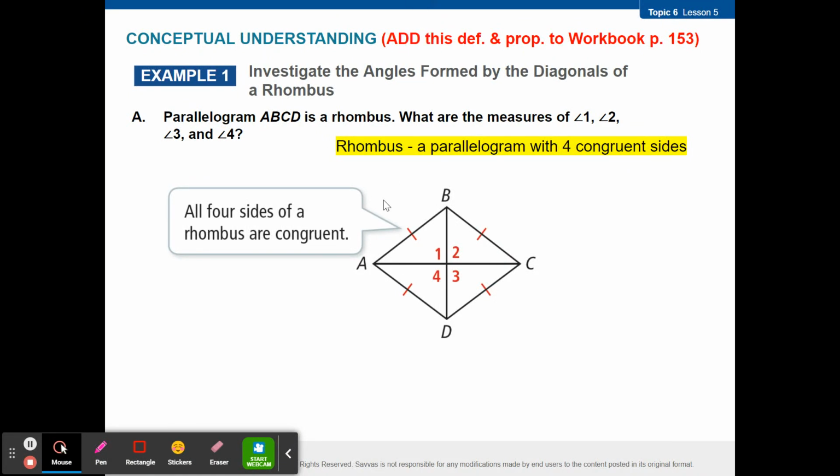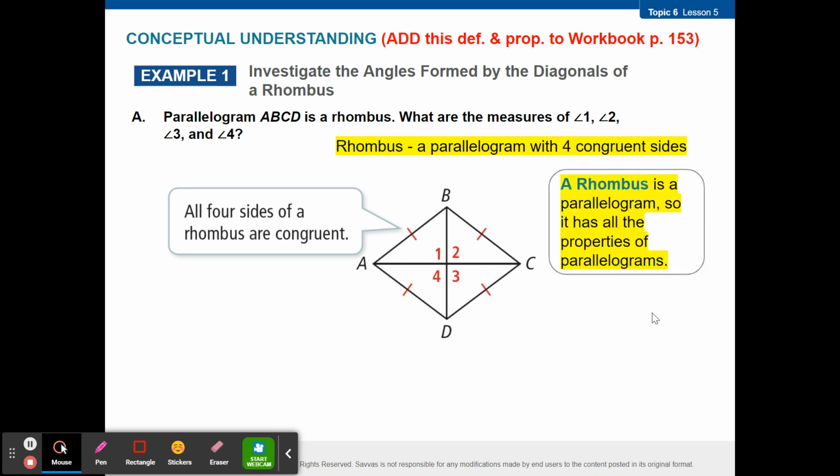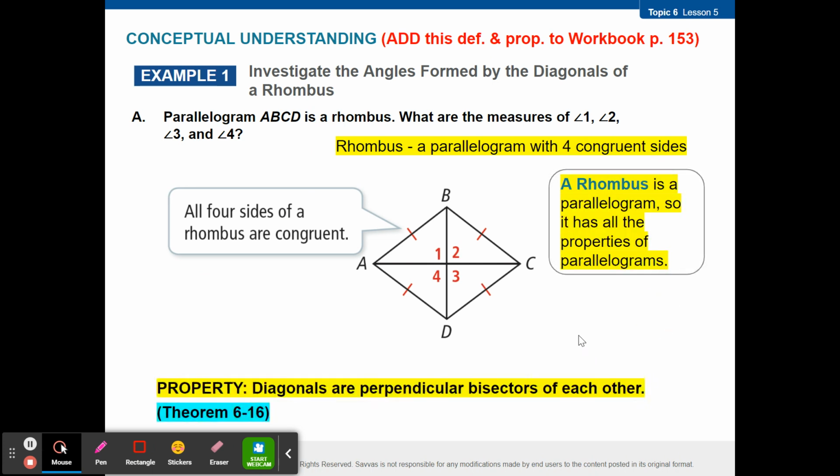If all four sides are congruent, we're talking about angles 1, 2, 3, 4, and we just looked at our foldable and said diagonals are perpendicular bisectors. What do we know about angles 1, 2, 3, and 4? They're right angles. Yep. A rhombus is a parallelogram, so it has all the same properties of parallelograms. Diagonals are perpendicular bisectors of each other, so these have to be right angles, or 90 degrees. Questions on that?